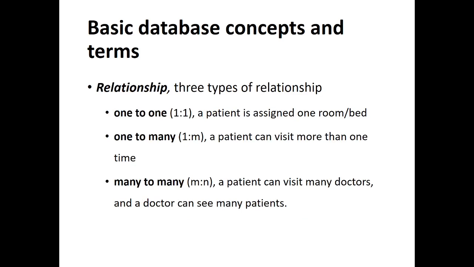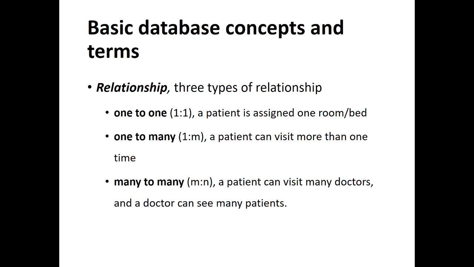Number one is one-to-one relationship. For example, a patient got admitted into the hospital. So the patient will be assigned a room, or the patient will be assigned a bed. So this is one-to-one relationship, one patient, one bed, or one patient, one room. That is what we call one-to-one relationship.